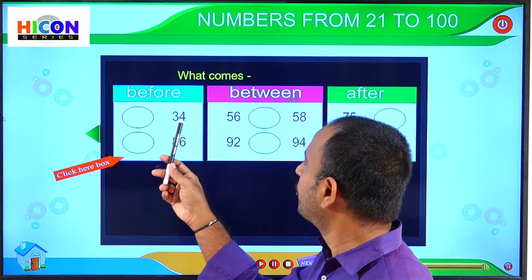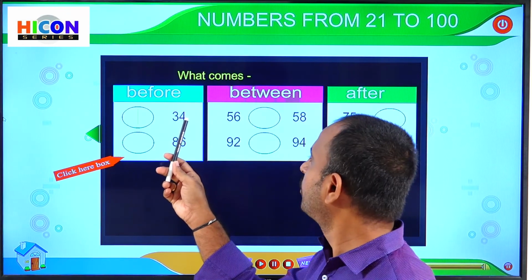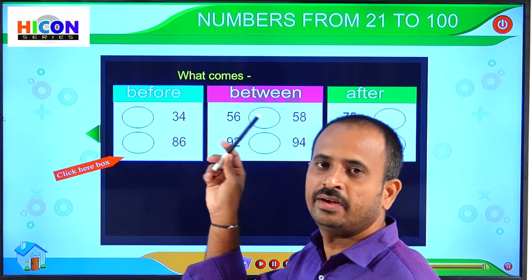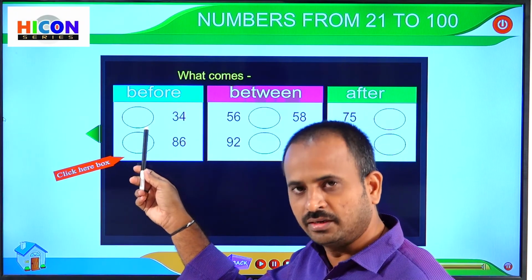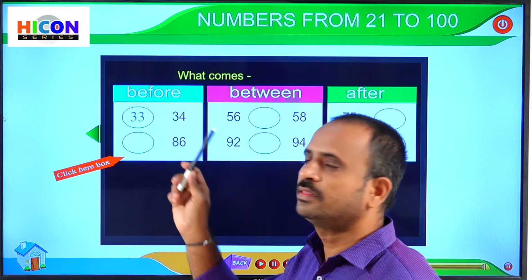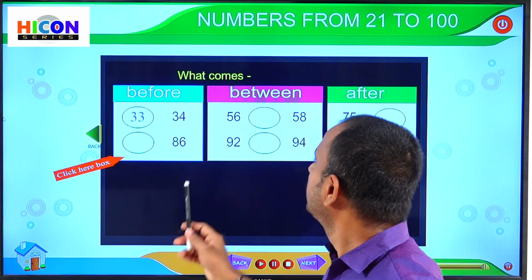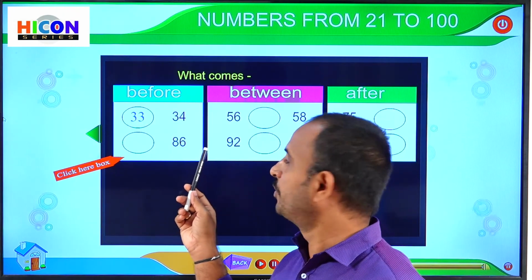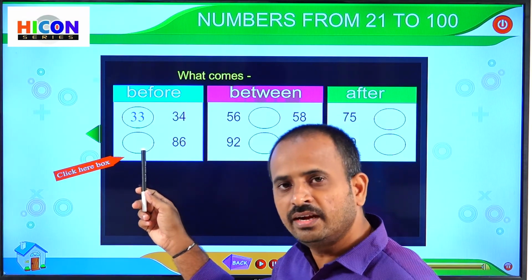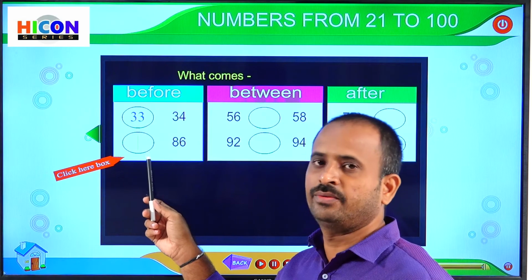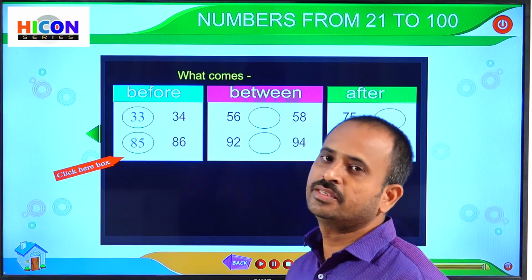So what will be the before number for 34? Before 34, we will get 33. So write 33 in the circle. And next, 86. What is the before number for 86? Before 86, we will get 85. So write 85 in this circle.